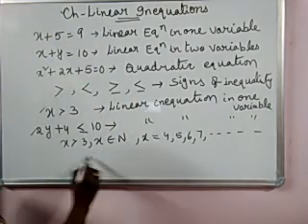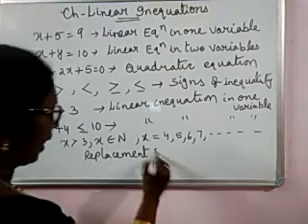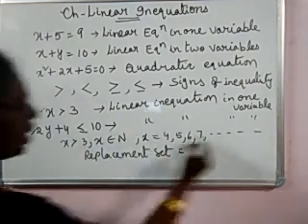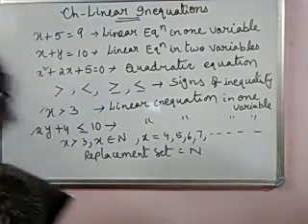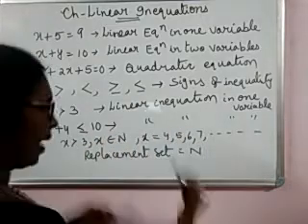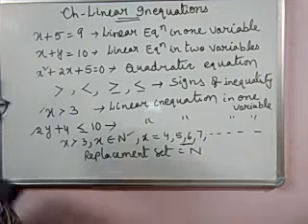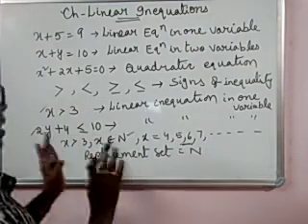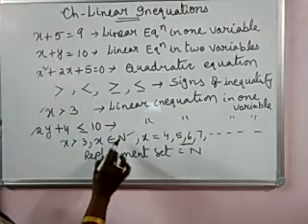Here natural numbers are said to be the replacement set. The replacement set is natural numbers and x is greater than 3. This is 4, 5, 6, 7. These all are the solution set. From the natural numbers, what you can get, that is the solution, and this is the replacement set. So I think you got the clear idea of what is an inequation and what is a replacement set.